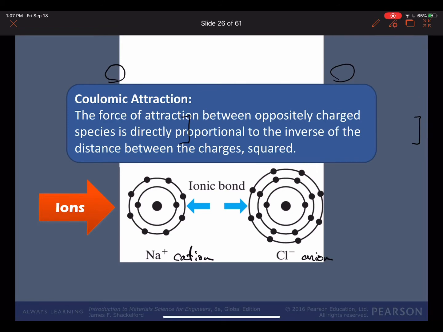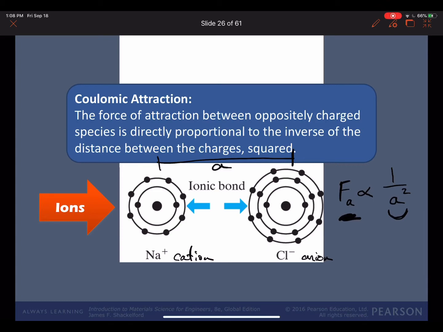Okay, so we're now prepared to understand the Coulombic attraction that occurs between these two ions. The Coulombic attraction is the force of attraction between oppositely charged species, and it's proportional to the inverse of the distance between charges. So putting an equation to that, we would expect the force of attraction to vary as the inverse of the distance between the two. Let's call the distance between the two A as an example. Not only does it go inverse with that, but it goes inverse to the square. So small adjustments in the distance between the two ions, nucleus to nucleus A, lead to big changes in the force of attraction between the two.